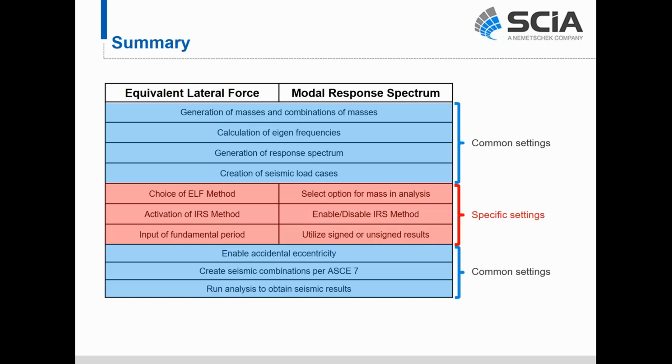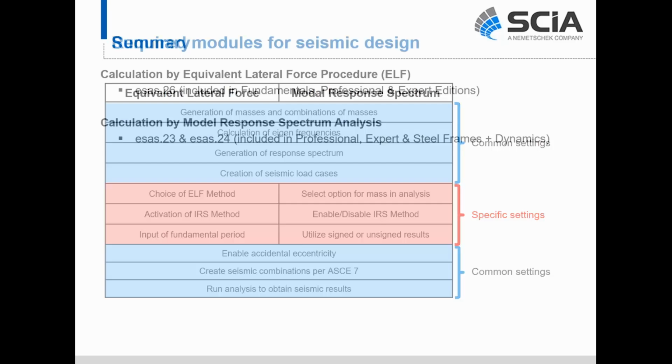And then again, you've got final common settings, whether it's enabling accidental eccentricity, available in both, creating and using seismic combinations in both, and then obviously running the analysis, the modal analysis, to obtain those seismic results. And all the seismic results are the same. You can look at story forces and base shears and all the information for both. It's just a matter of how you set up those specific settings for either that get you there.